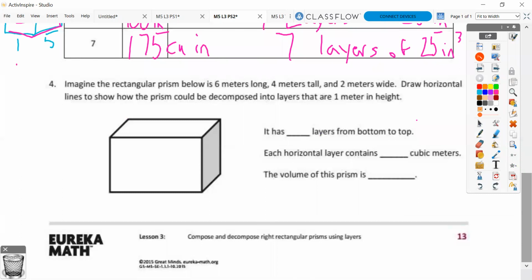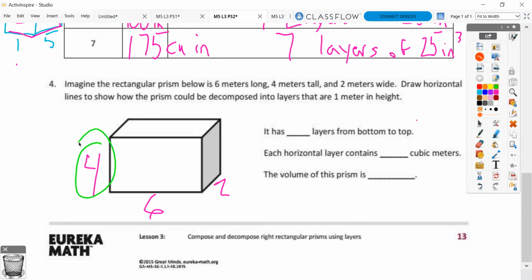Great. All right, imagine the rectangular prism is 6 meters long, 4 meters tall, and 2 meters wide. Draw horizontal lines to show how the prism could be decomposed into layers that are 1 meter in height. Okay, so 6 meters long. Let's label our model. 4 meters tall and 2 meters wide. Well, horizontal, so left to right.